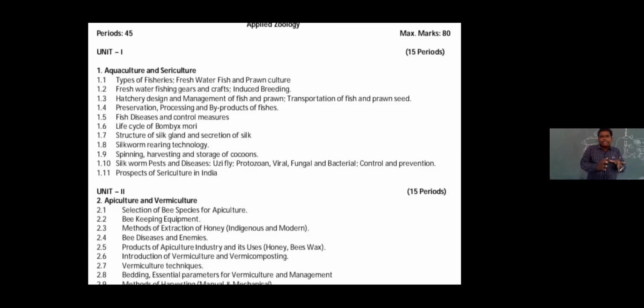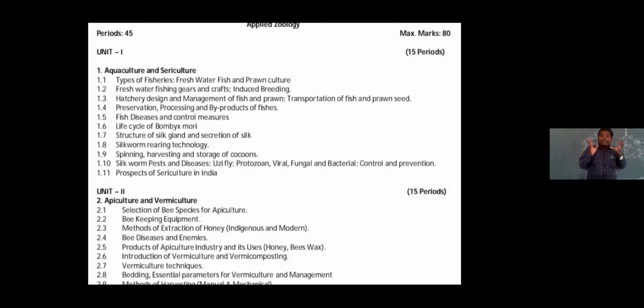Then the silk rearing technology, which I already told you: spinning, harvesting, and storage of cocoons. Spinning is the process by which we prepare saris, cloths, dresses, designer wear, whatever it may be. Harvesting is collecting the silk threads, and the cocoons are stored for future processing.